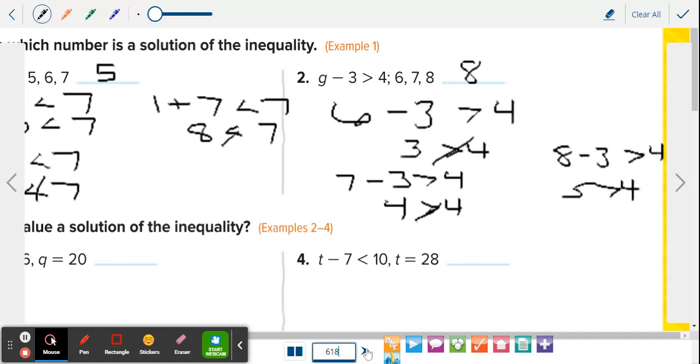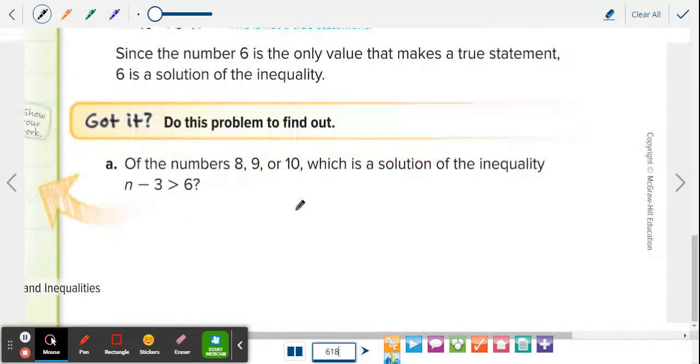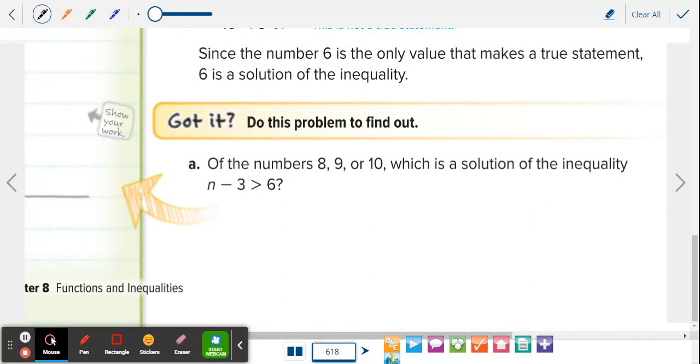So let's go back to 618. I just want you guys to do letter A down at the bottom. So just letter A. So I'll give you a couple minutes. Go ahead and get started. All right, here we go.